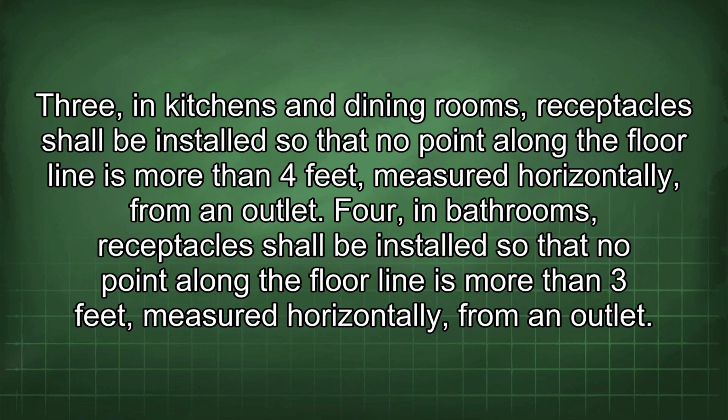3. In kitchens and dining rooms, receptacles shall be installed so that no point along the floor line is more than 4 feet, measured horizontally, from an outlet. 4. In bathrooms, receptacles shall be installed so that no point along the floor line is more than 3 feet, measured horizontally, from an outlet.